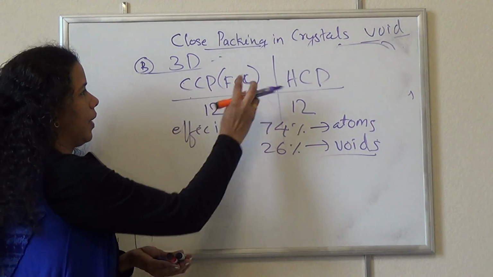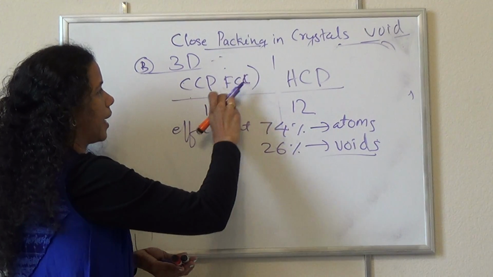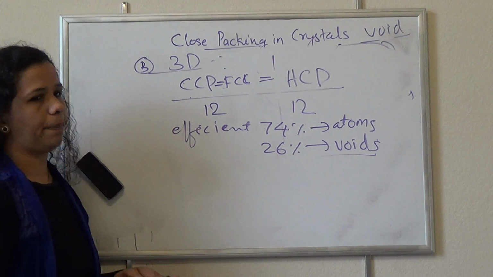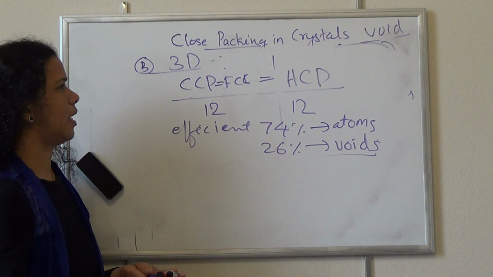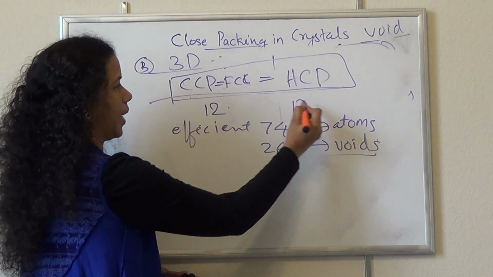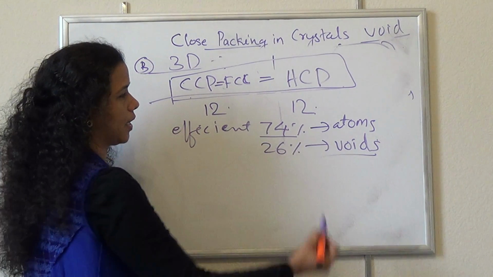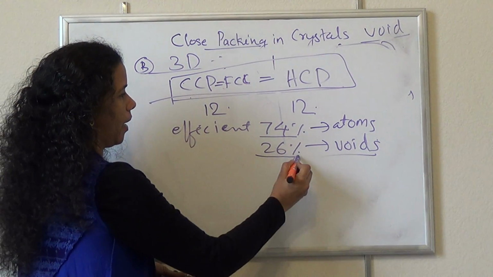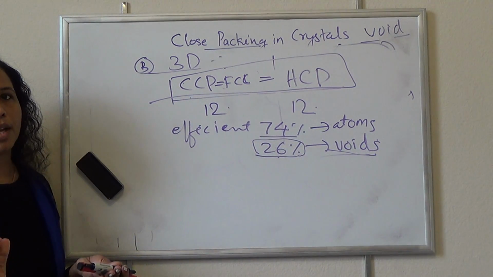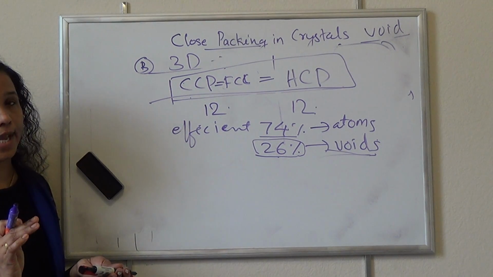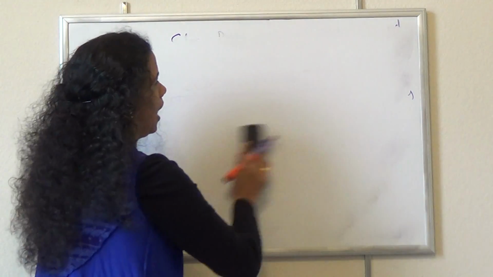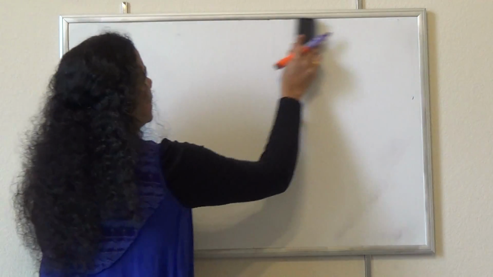So here we can say that all these arrangements are equally close packed. CCP is equal to FCC equal to HCP. All these arrangements are equally close packed with the coordination number 12, and the efficiency is 74%, and the vacant space, that is void, is 26%. So here we studied about 2 types of void, void A and void B. So we will see the actual shape of those voids and the amount or percentage of those voids.